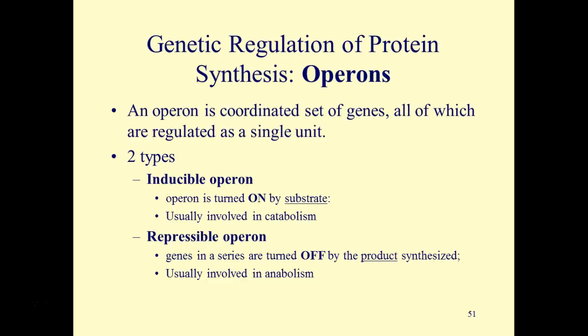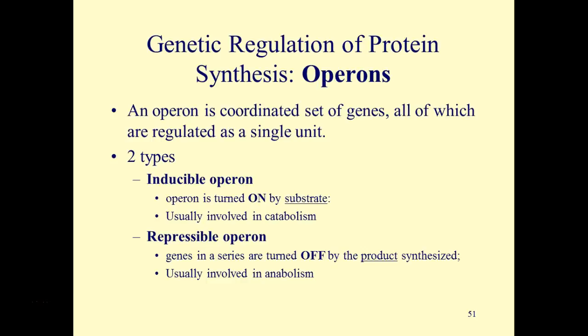Okay. So operons are coordinated sets of genes, all of which are regulated as a single unit. There are two types, inducible operons and repressible operons. Inducible operons are induced or turned on by the substrate for the enzymes that are synthesized as a result of gene transcription and translation. Inducible operons are usually involved in catabolism. In other words, the enzymes that are synthesized by the inducible operon are usually involved in the breakdown of molecules.